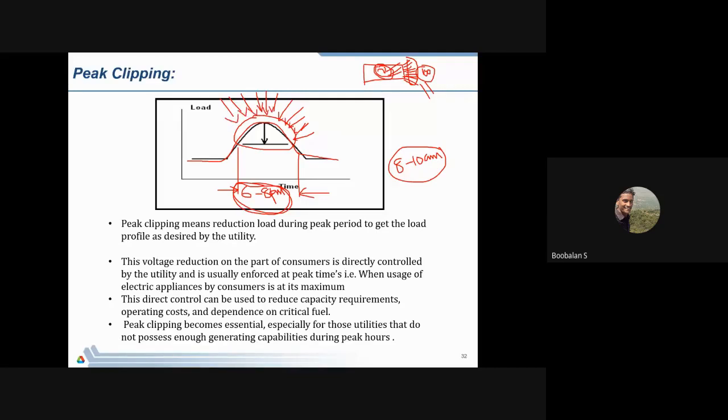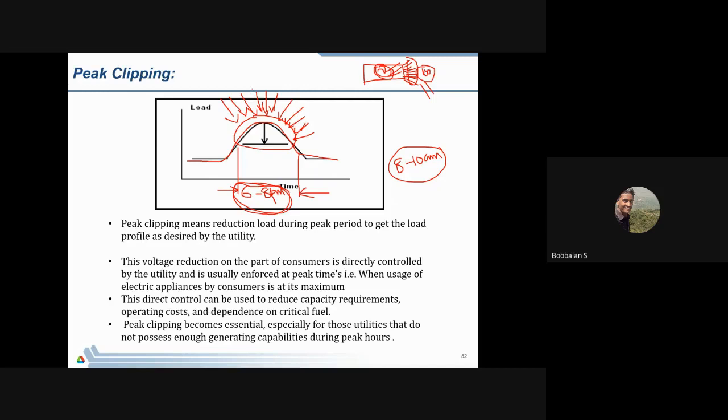Only when customers consume more electricity does the generator need to generate much more power. So when all the customers are connected at the same time, they are consuming a lot of energy. That time is called peak time, as well as peak demand. So how can we do peak clipping?